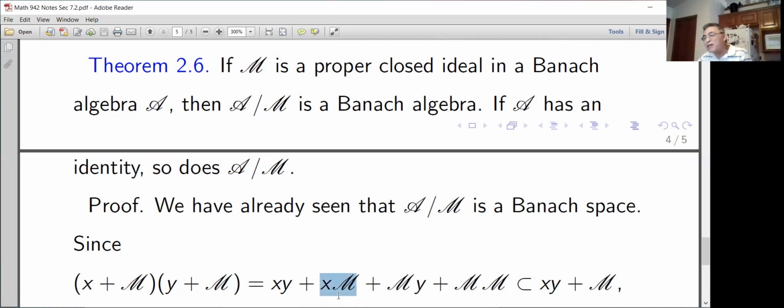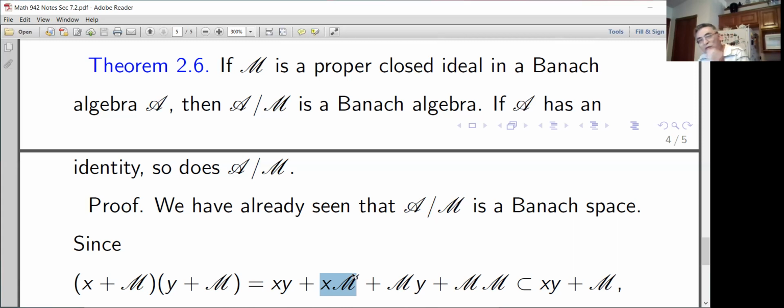So that's why, in order for this to be a Banach algebra, in order for the product to be well defined, X times M must be in M. So M must be a left ideal. Then MY has to be in M. So M has to be a right ideal. So M has to be a bilateral ideal. So that's why it is not enough to require M is a subspace. It is not even enough to be a subalgebra. It must be an ideal.